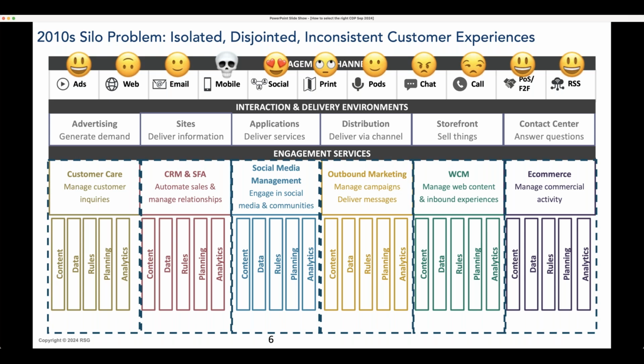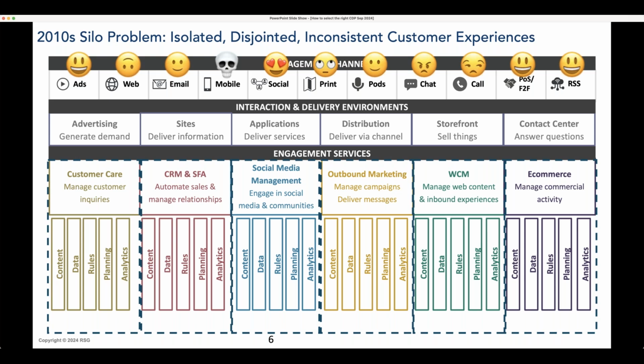For example, an outbound marketing or a web content management system or an e-commerce platform that has its own content, its own data, its own rules, its own planning, its own analytics. Consequently, it's very difficult for you to manage anything multi-channel, let alone omni-channel. That's the problem on your side. The problem on the other side of the screen is that your customers, of course, have very disjointed experiences.